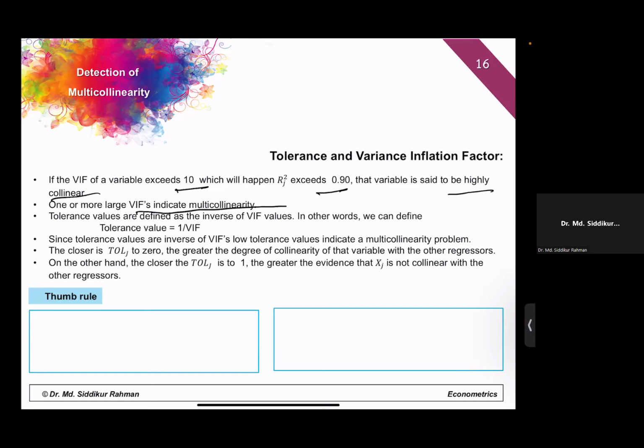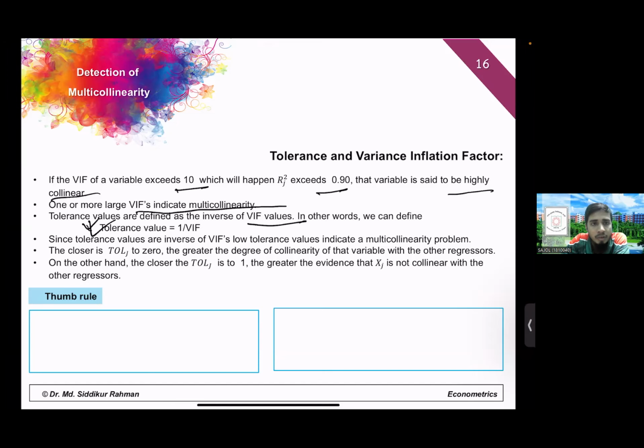What about the tolerance values? The tolerance values are defined as the inverse of variance inflation factor values. Once you calculate the variance inflation factor, how can you calculate the tolerance value then? Answer me. 1 by VIF. Exactly. That's the inverse of the variance inflation factor, right? So no problem, we can find it later on.